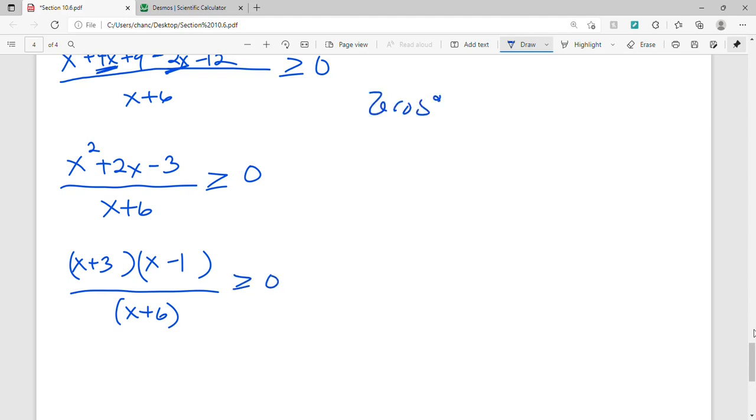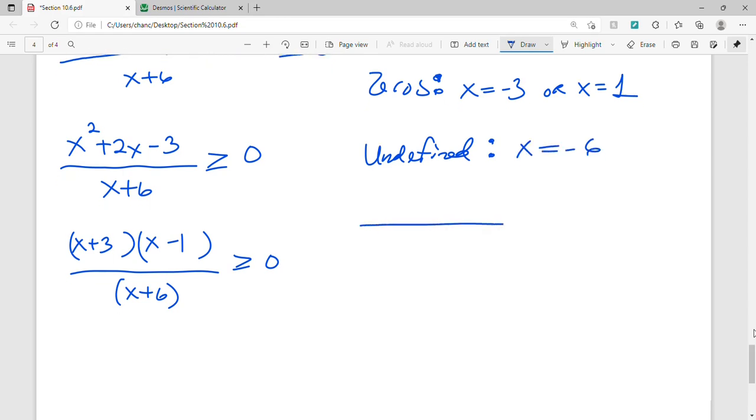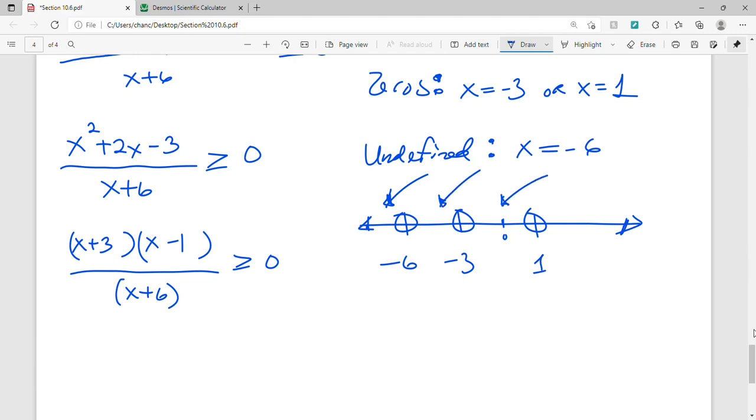Now we can focus on finding the zeros. The zeros are, again, the numbers where the numerator is 0. And that's at x equals negative 3 or x equals positive 1. On the bottom, again, is where it's undefined. It's not a 0. That's at x equals negative 6. Let's make a number line. We have negative 6, negative 3, and positive 1. Try to go in order so we can do the interval notation correctly. And the 0 would be right about here. So we have a couple regions: to the left of negative 6, between negative 6 and negative 3, between negative 3 and 1, and to the right of the 1.